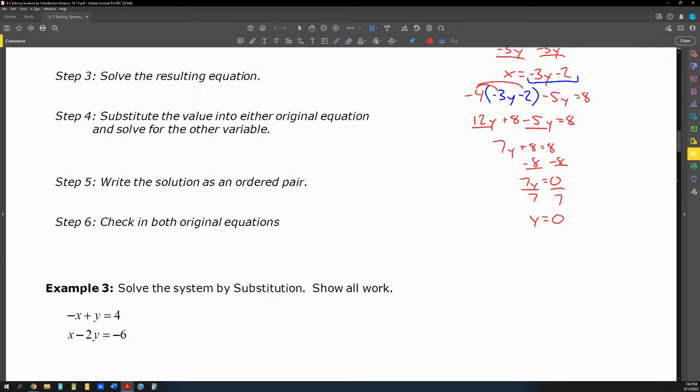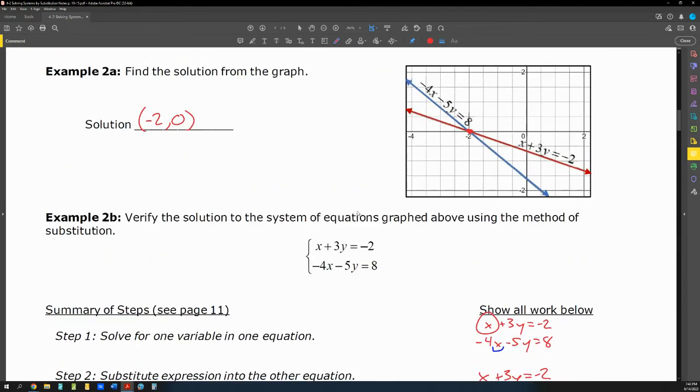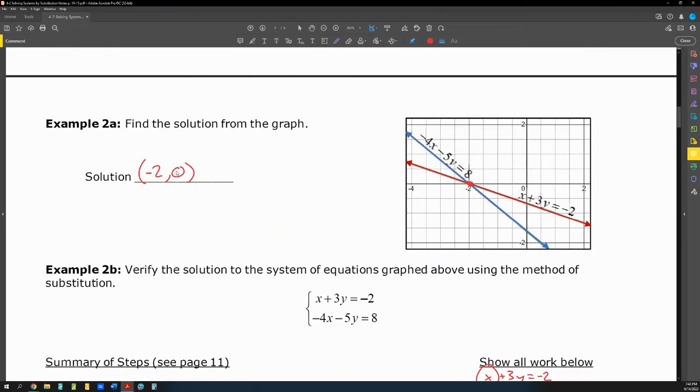Now I can plug this into one of the original equations. So we have x plus 3y is equal to negative 2. But instead of y, I'm going to plug in 0. So we have x plus, well, 3 times 0 is 0, equals negative 2. X plus 0 is just x. Adding 0 doesn't change anything. So we get the solution for x, negative 2. So as an ordered pair, we have negative 2, 0, which if we look at our solution from graphing, does verify that solution. So we did this correctly.